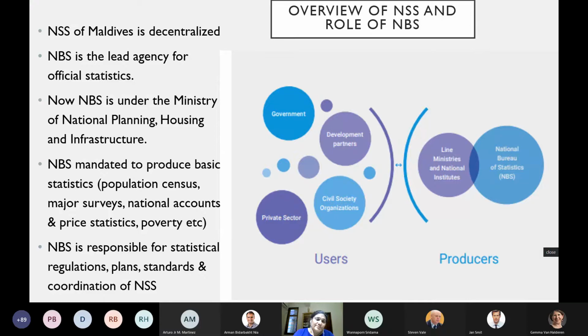So we had this mandate to produce the basic statistics like the population census, major household surveys like the household income and expenditure survey, economic surveys. Then in the NBS, we produce the national accounts, price statistics, poverty. And then we have to coordinate the National Statistical System, like statistics plans. We have the NSDS already in place, the first NSDS. And we have to do the standardization and coordination of the whole. So that is basically our function within the whole National Statistical System.